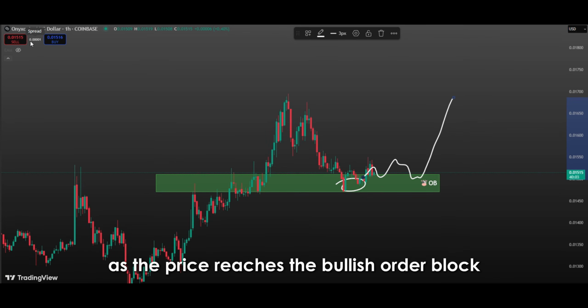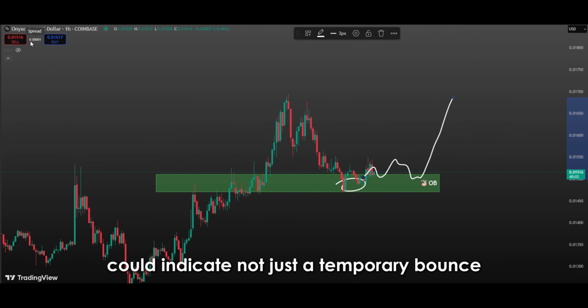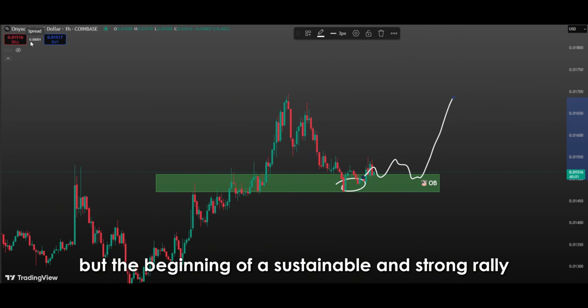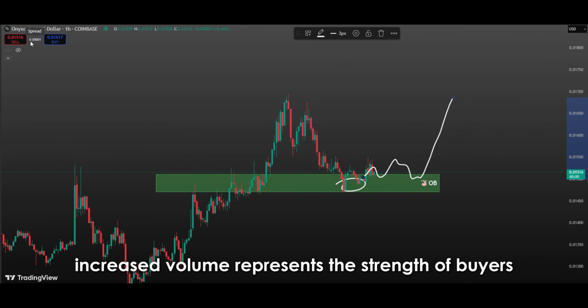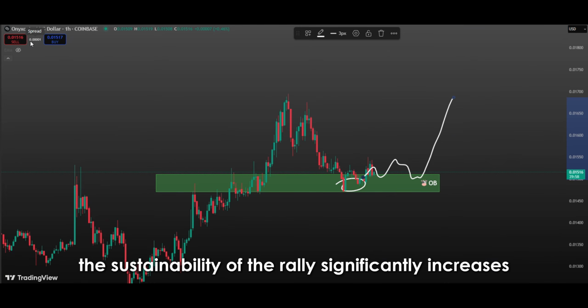At this point, it would also be useful to closely monitor volume analysis as the price reaches the bullish order block. An upward move from this level, accompanied by rising volume, could indicate not just a temporary bounce, but the beginning of a sustainable and strong rally. Increased volume represents the strength of buyers entering the market, and when this volume supports the upward price movement, the sustainability of the rally significantly increases.